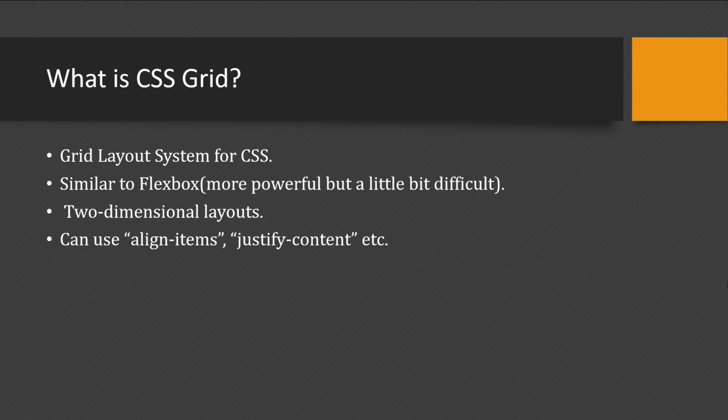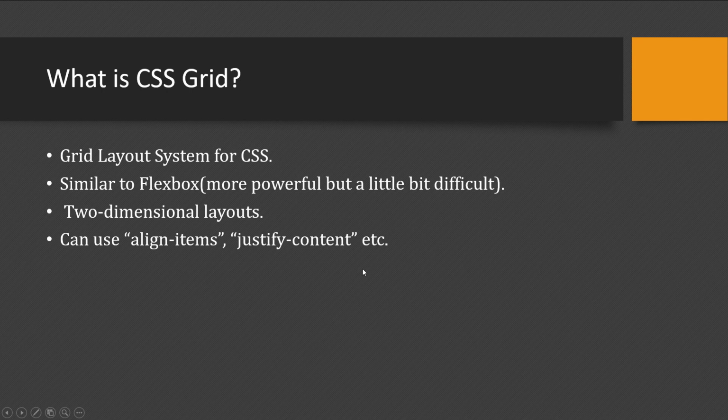What is CSS Grid? It is a grid layout system for CSS. It is very important and very helpful. Similar to Flexbox, but more powerful and a little bit more difficult. It is a two-dimensional layout. You can use align-items, justify-content, etc.